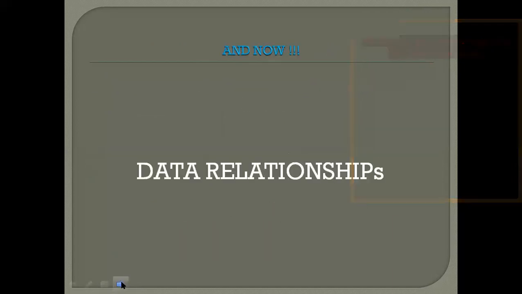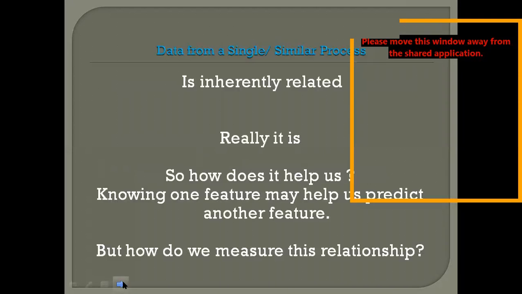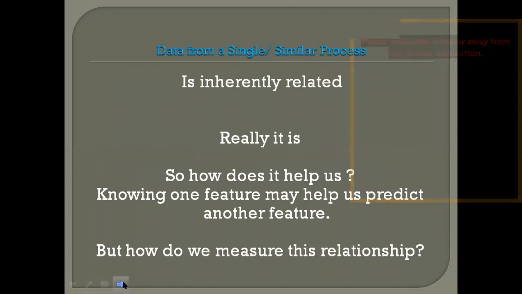Now we will have another dimension of understanding data before we move further. Data is sometimes related to each other, like people have relationships. We have a brother and a father and a family and other things. So data may be related to each other, right? We may have a relationship among the data. Now, data from a single source or a similar process is inherently related.